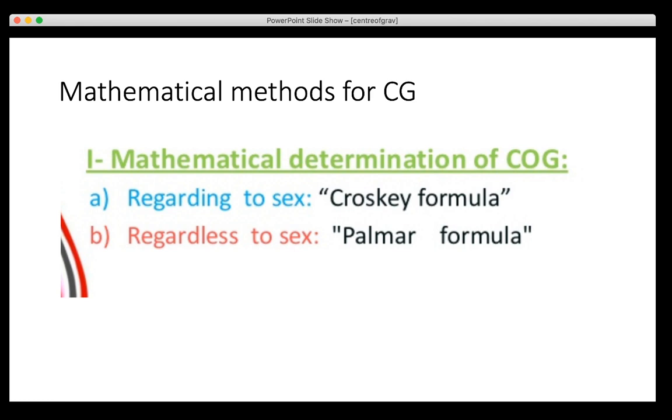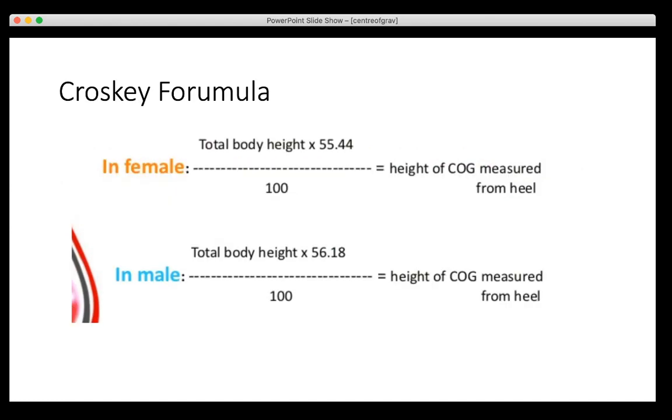But to get more accuracy we have to shift to laboratory methods, which are more accurate and based on individual measurements. So starting with the Crosskey formula, which is different for males and females, here is the formula you will see on the next slide.